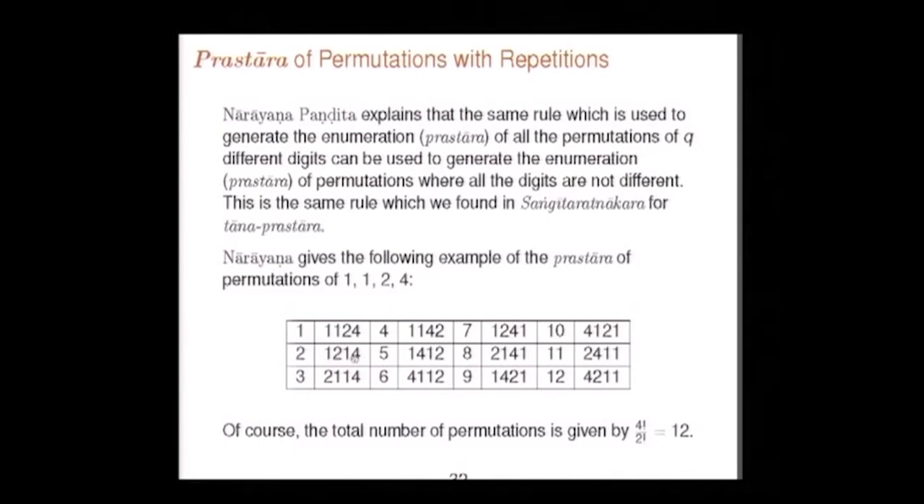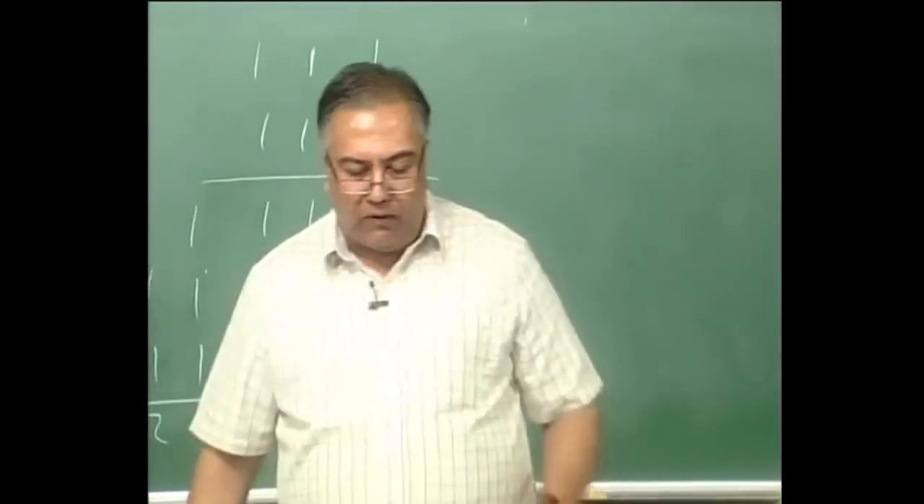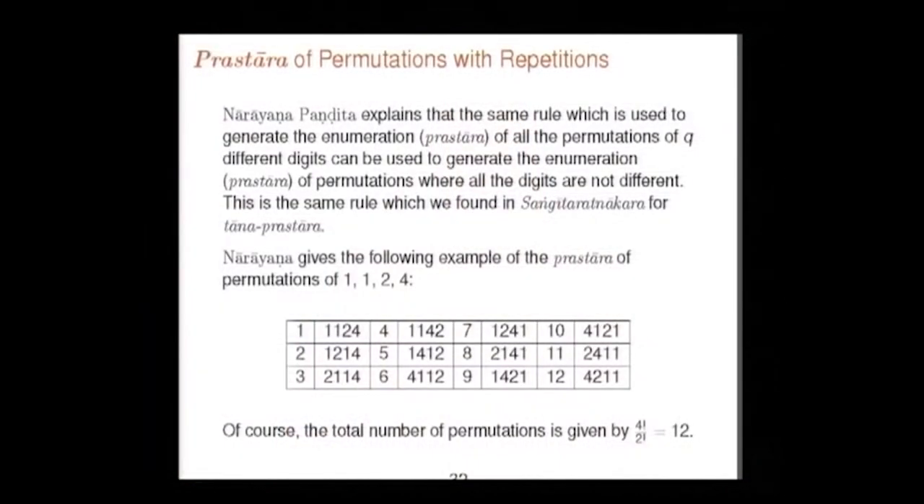Now, 1, 2 is in ascending order. Below the 2, you put 1. Bring down the 1, 4 as it is. Whatever is left is 2. Now, 2, 1, 1, 4. Only 1, 4 is in ascending order. So, below this 4, you have to bring down a 2. Now, the rest of the numbers have to be put in ascending order. So, wherever repetition occurs, repetition will come. So, this is the way you generate all possible permutations of q quantities where they are repeated also.